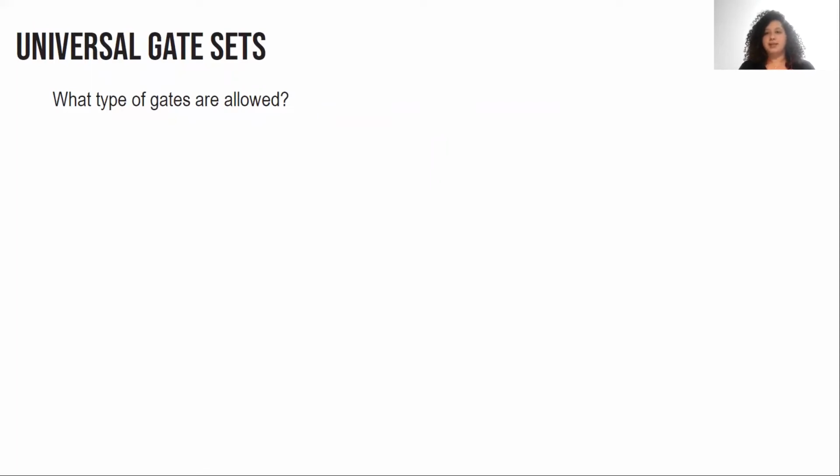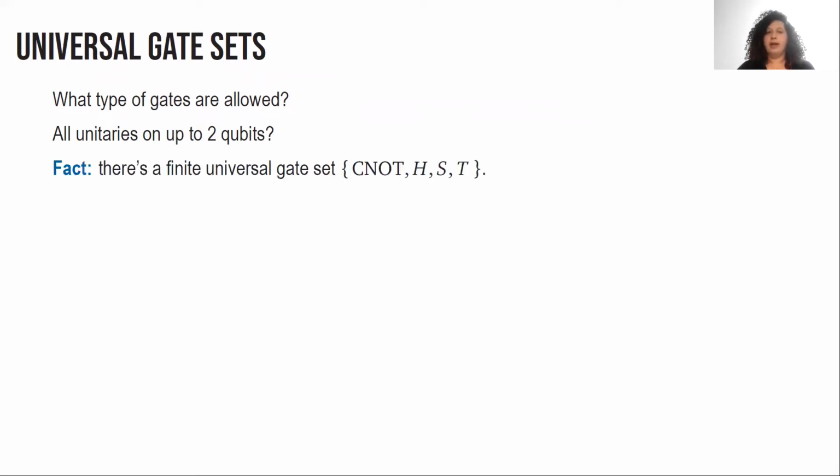So as I mentioned, the law of the universe says that we can apply any unitary transformation. But if we want to bound the fan-in of our gates, we can allow all unitary transformations on up to 2 qubits. So this is a standard gate set. And there is a fact that there is a finite universal gate set that can approximate every general quantum computation on up to 2 qubits.